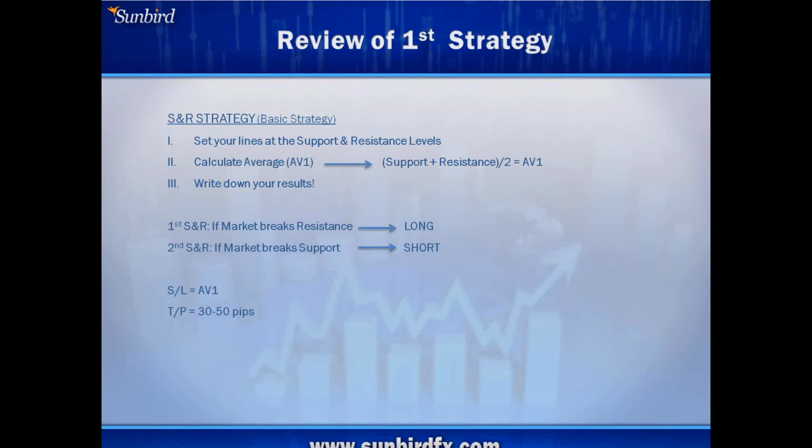Okay, so we have our resistance and support. Now, our first SNR rule is that if the market breaks the resistance, we go long all the way, and if the market breaks the support, we go short all the way as well. Our stop loss would be our average, AV1, and our take profit, personally, I would expect 30 to 50 pips of profit, and I'll show you later on how it works.